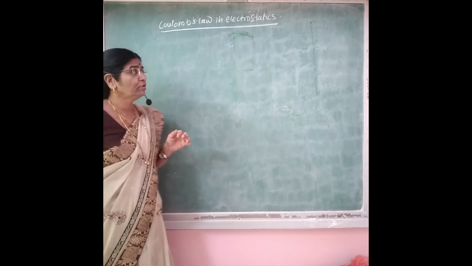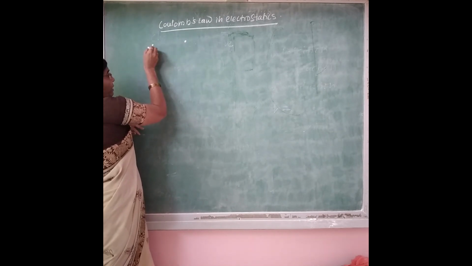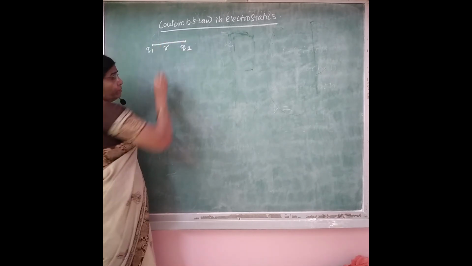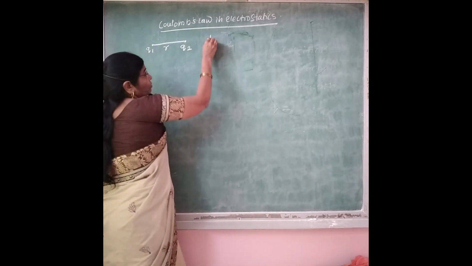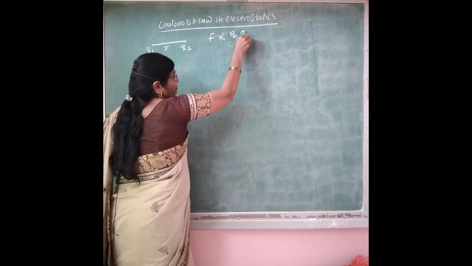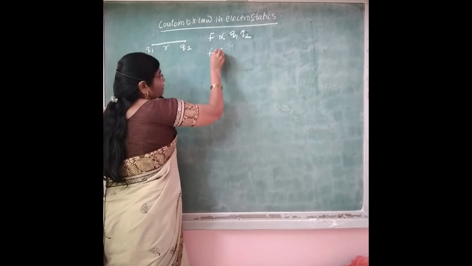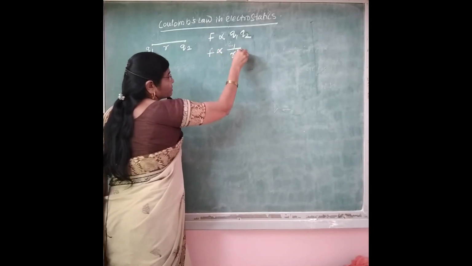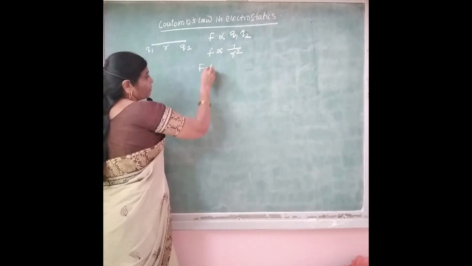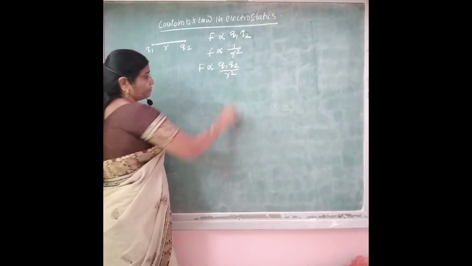To explain this law, now consider 2-point charges, named Q1 and Q2, separated by a distance of r. Then by Coulomb's law, the force between them is directly proportional to the magnitude of charge, meaning it is directly proportional to Q1 Q2, and F is directly proportional to 1 by r square. Combining these two, it can be written as F proportional to Q1 Q2 divided by r square.